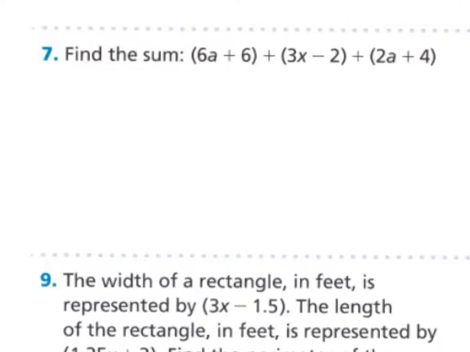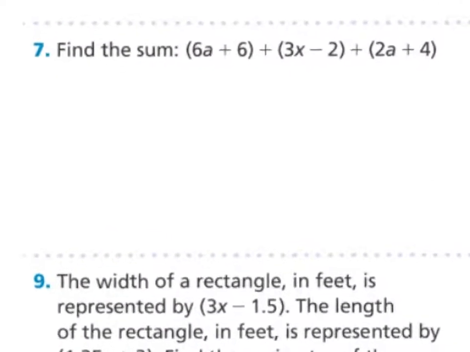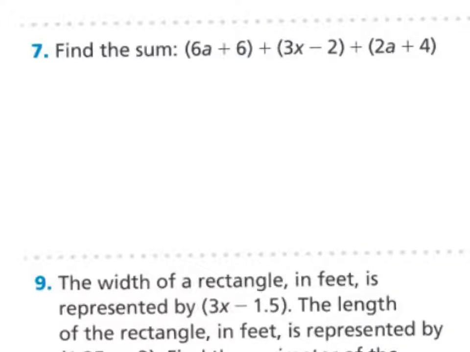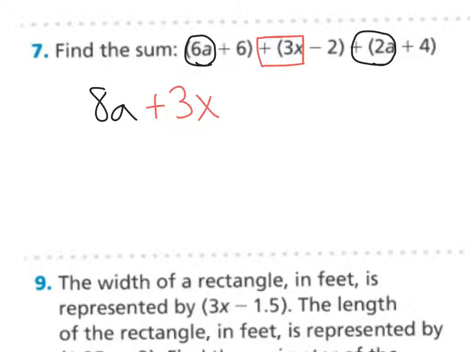Number 7, they want us to find the sum. So start with our a's here. 6a plus 2a would be 8a. Then we've got an x term here, if you want to put that next, plus 3x.